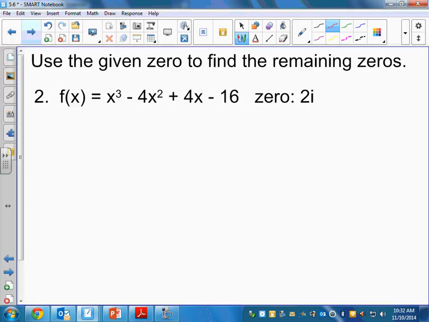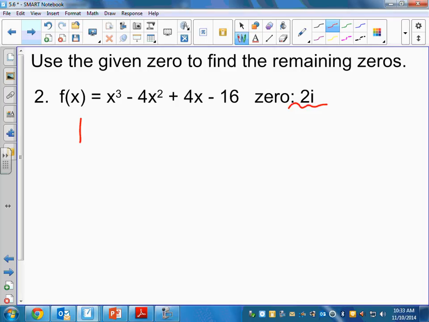It says use the given zero to find the remaining zeros. If I told you a zero of 2 was in this problem, what would you do with 2 to figure out what remaining zero was in there? Like, what have we been doing when we find our zeros? Once we find 1, what do we do? Synthetically divide it out. Well, we're going to do the same thing only with imaginary zeros. So because I know 2i is a zero, I'm going to synthetically divide it out.